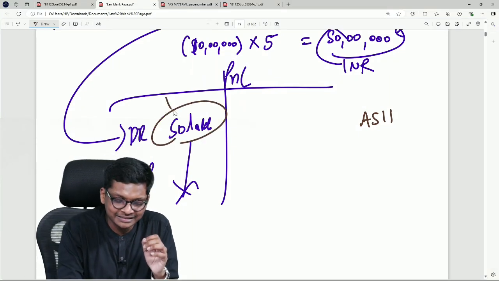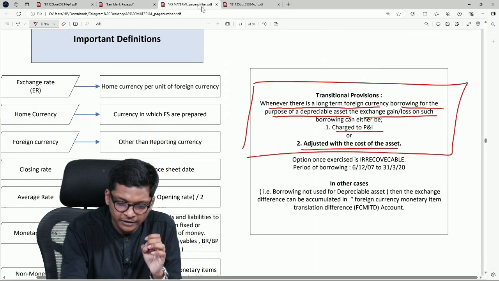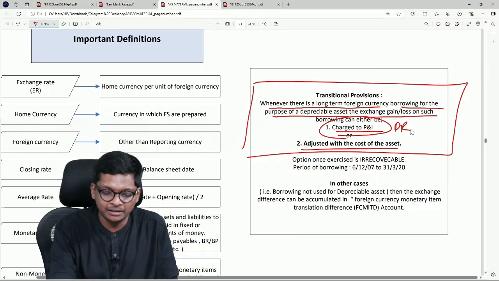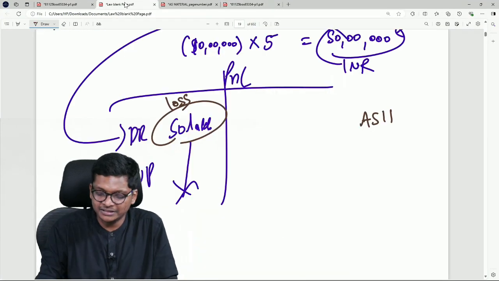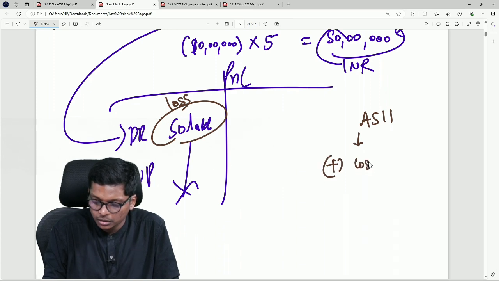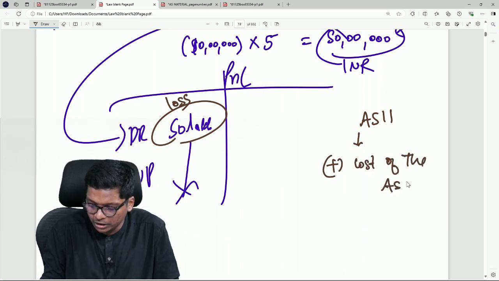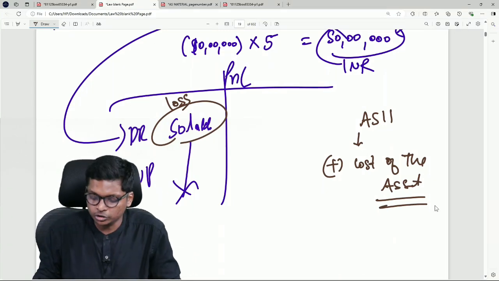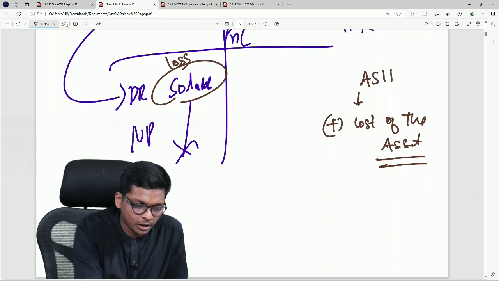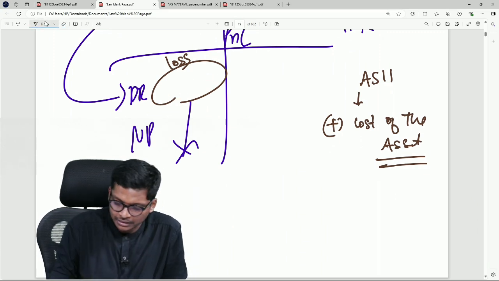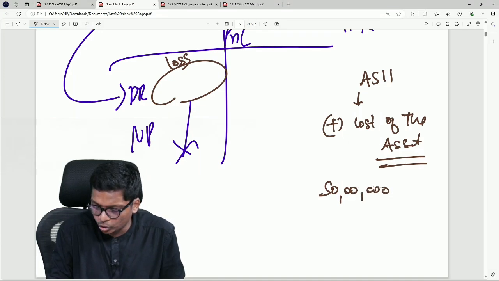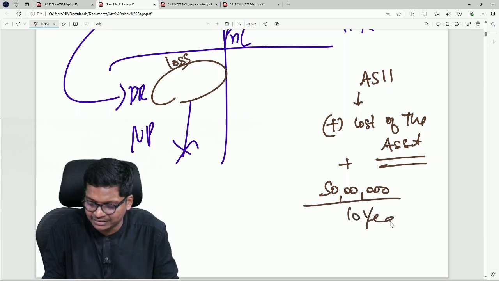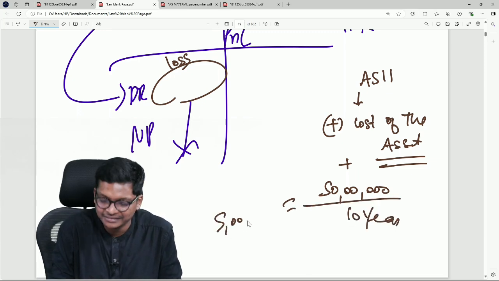Okay, I understand this is a loss, therefore if you have a lot of profits, go ahead and charge it to P&L. However, if you don't have so many profits, you add the forex loss, interest plus principal, to the cost of the asset. Then you are not going to debit the P&L. This 50 lakhs will be added to the cost of the asset, and then this asset will be depreciated, let's say for the next 10 years. Therefore, depreciation per year is 5 lakhs.